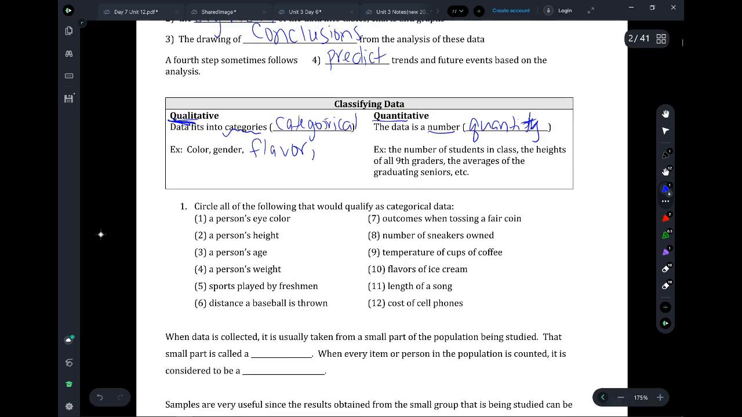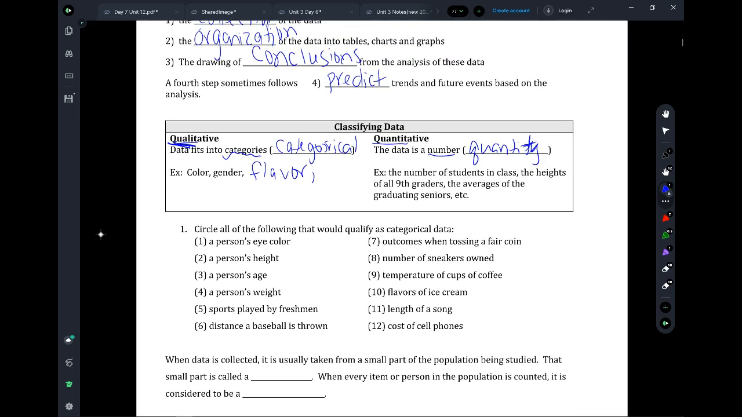So what I would normally do if I was there, I would have you read these 12 different options, and I would give you about a minute, and I would like you to circle all of the ones that you think are categorical, that would fit into a category. So I'll pause here if you want to pause the video, take a look at these 12 outcomes.